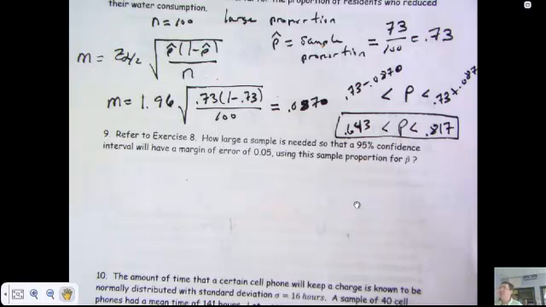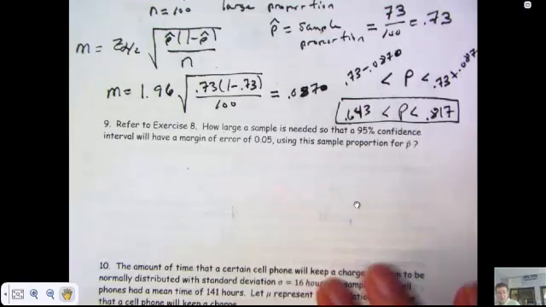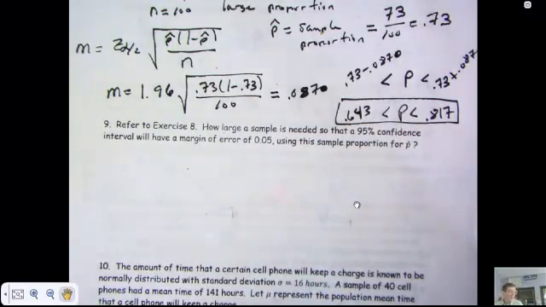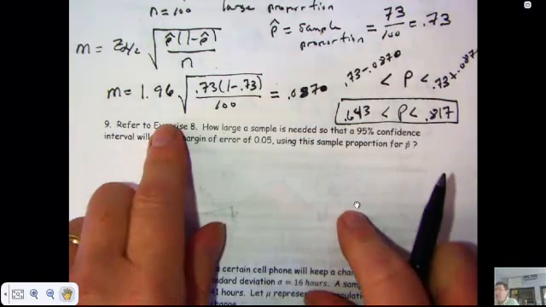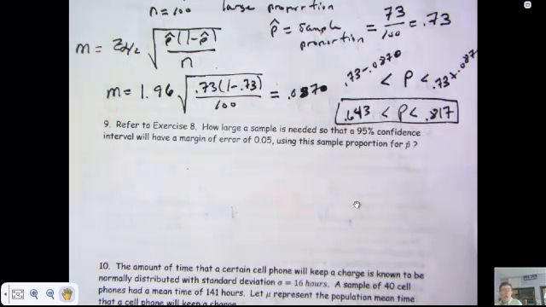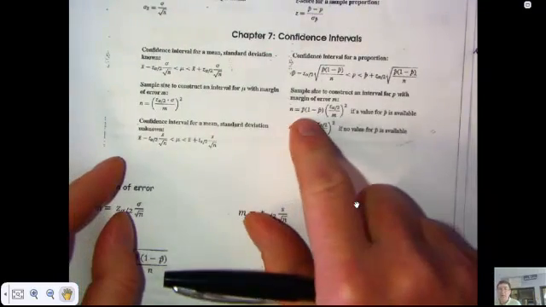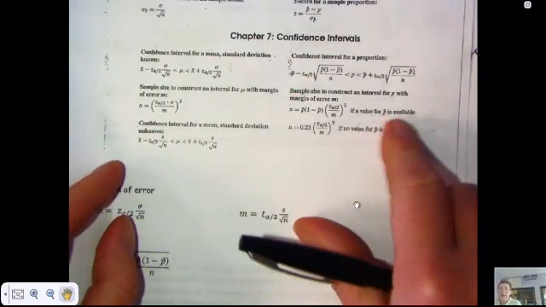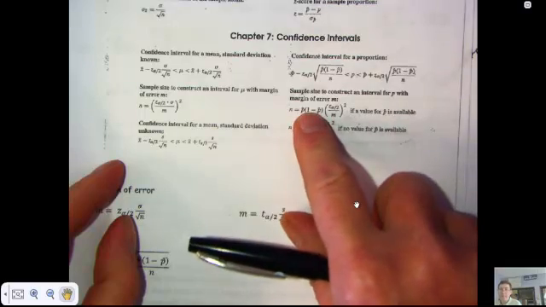Now the difference. This is almost like the last one, but can anyone tell me what the difference is on this one, like number 7? This one has a p hat. That's the difference. Because we already had a sample that had a p hat, we can use that. And so we're going to use this formula here. If you have a p hat available, you use this formula.